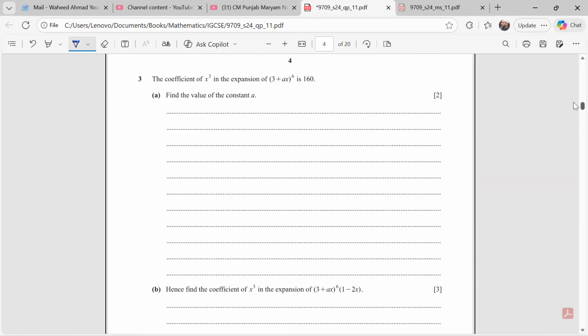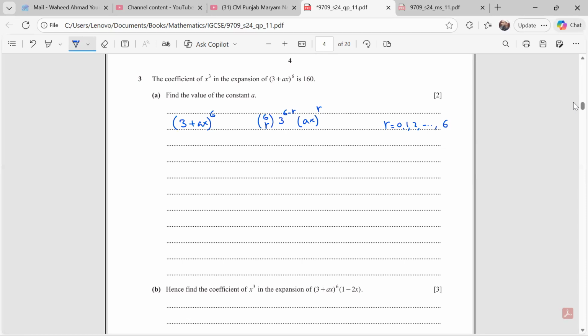The coefficient of x^3 in the expansion of (3 + ax)^6 is 160. Find the value of a. Remember, if I have this expression (3 + ax)^6, then its expansion will have different terms, and each term can be written like this: 6C_r times 3^(6-r) times (ax)^r. And r will be from 0, 1, 2 up till 6. So in total it will have 7 terms.